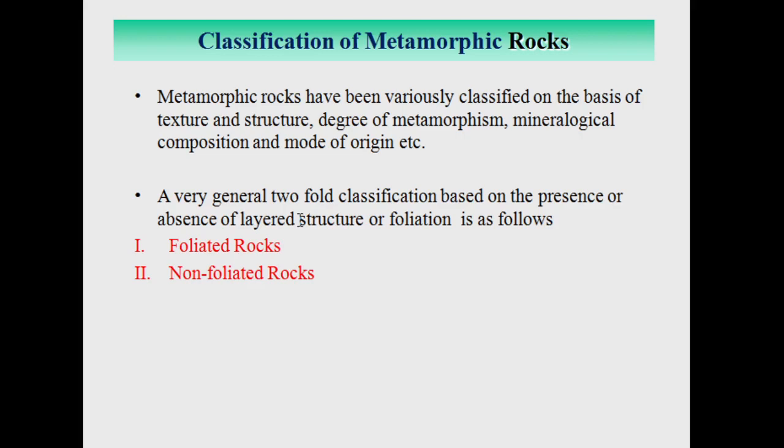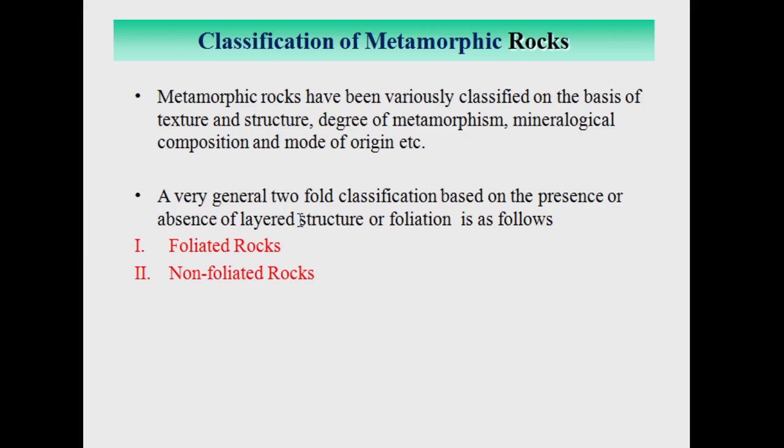Metamorphic rocks have been variously classified on the basis of texture, structure, degree of metamorphism, mineralogical composition, and also on the mode of origin. The very general twofold classification is based on the presence or absence of layered structure, or foliation. Depending upon the foliation, metamorphic rocks are divided into two types: foliated rocks and non-foliated rocks.